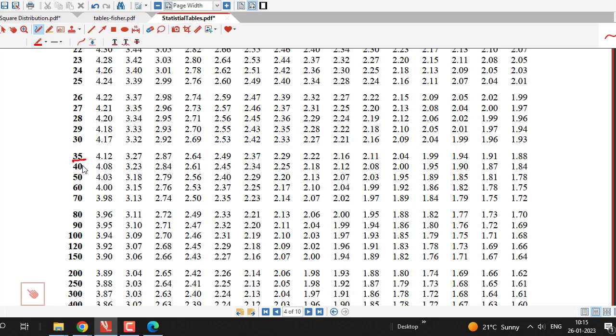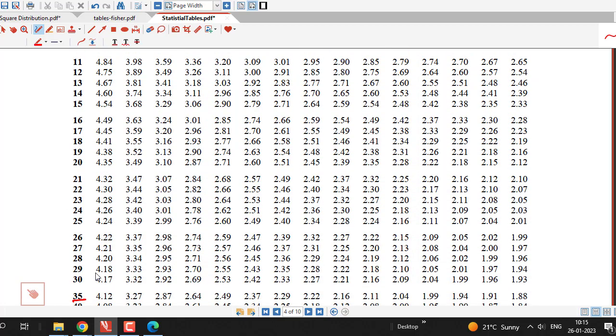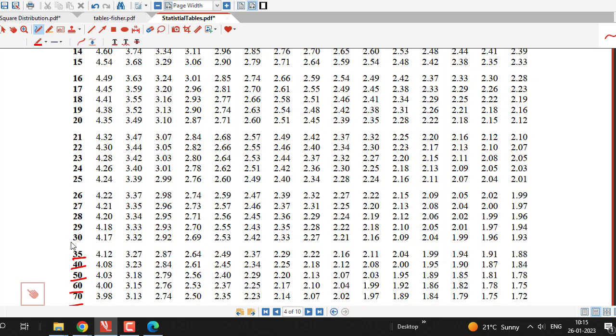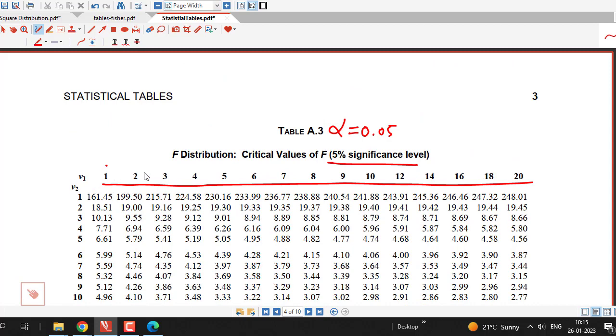You can see here there are 35, then 40, 50, 60, 70. Some values are given. Starting values are in a continuous range up to 15, and 20, 21. You can see up to 30 they are including all the integers, but after 30 they are considering 35, then a gap of 5, and so on. Same thing here: 1, 2, 3, 4, 5, 6, 7, 8, 9, 10. Now there is a gap: 12, then 14, 16, 18 and 20.